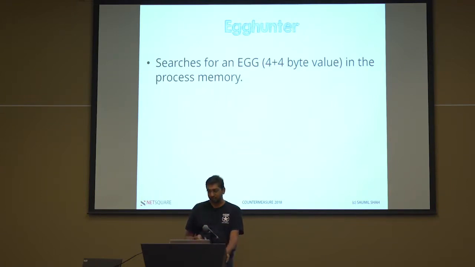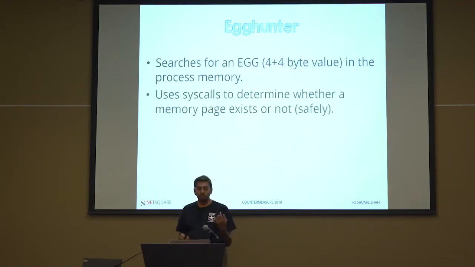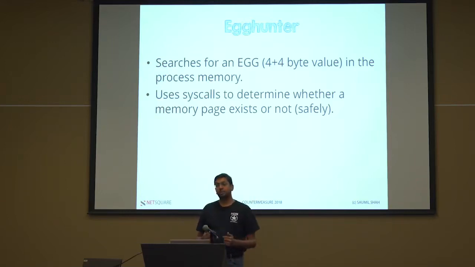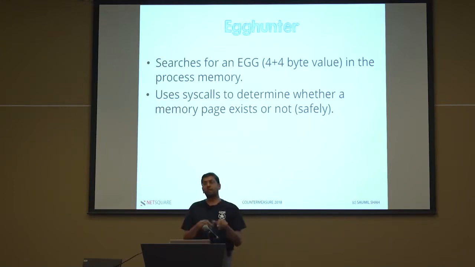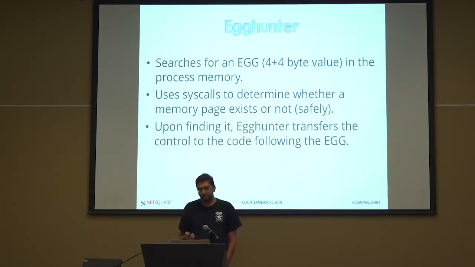It's a generic technique. The egg hunter uses syscalls to determine whether memory pages exist or not. So you're traversing through process virtual memory, page after page after page. All of a sudden, you land in an unmapped memory region. If you try and dereference it in user land, you're going to segfault your own self, which isn't cool. So you do a syscall to see if the page exists or not, using some innocent syscall, which returns either ENOMEM or success. And then once you find the page, you scan it, see if the egg's there, and then transfer control.